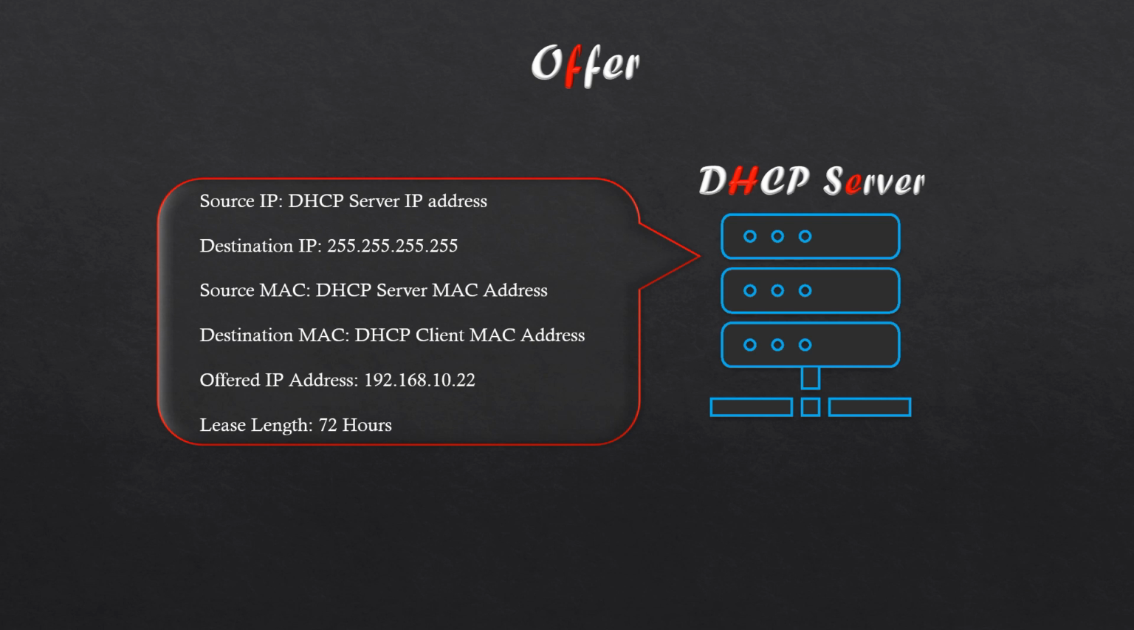If you are wondering how the DHCP server got to know that MAC address of the client, then it is simple. It got the information from the discover message. The server also offers an IP address and the lease length, which is the maximum time the client can hold the IP address. In this case, it is 72 hours. And here it is a layer 2 unicast and layer 3 it is broadcast that is happening. Layer 2 unicast because the DHCP server knows the MAC address of the client.